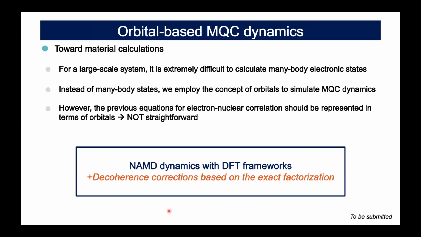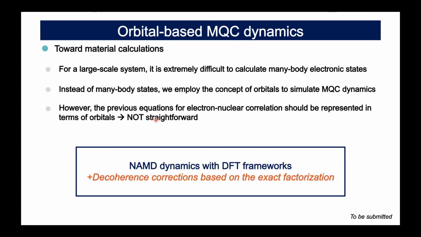And also I'm interested in material calculations or bigger systems. As we all know, for a large scale system, it is extremely difficult to calculate the many-body electronic states. Actually, nobody can, right? So we deal with the orbitals, the single particle wave function here. Throughout the material calculation, we want to employ the concept of orbitals to simulate this mixed quantum classical dynamics. And implementing this orbital concept in the mixed quantum dynamics or the electron-nuclear correlation term is not that straightforward, so it's quite difficult.